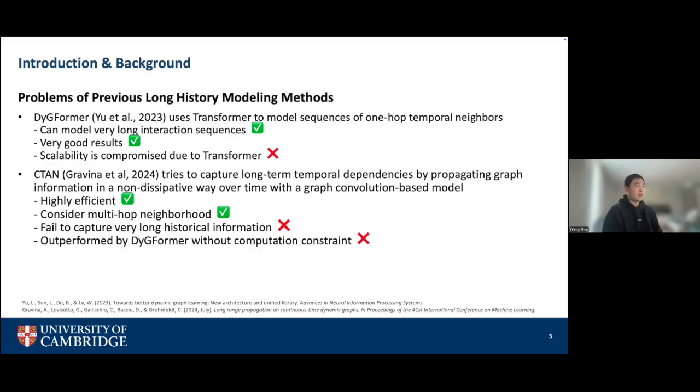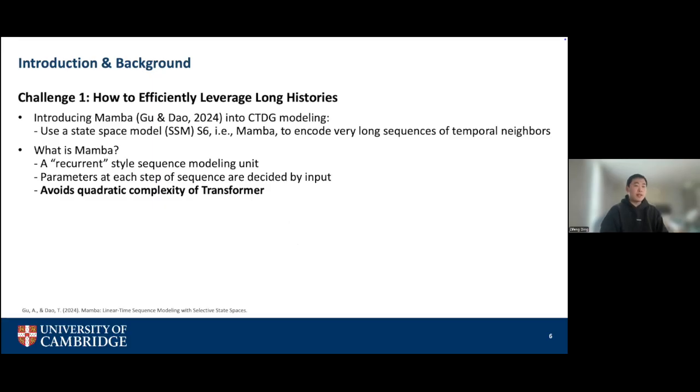Another work is from last year's ICML. It's called CTAN. It tries to capture the long-term temporal dependency by propagating graph information in a non-dissipative way over time with a graph convolution-based model. The strength is that it is highly efficient and it also considers the multi-hop neighborhood, but it fails to capture very long historical information, and it is outperformed by DyGFormer without computation constraint. So based on this analysis, we have summarized two challenges.